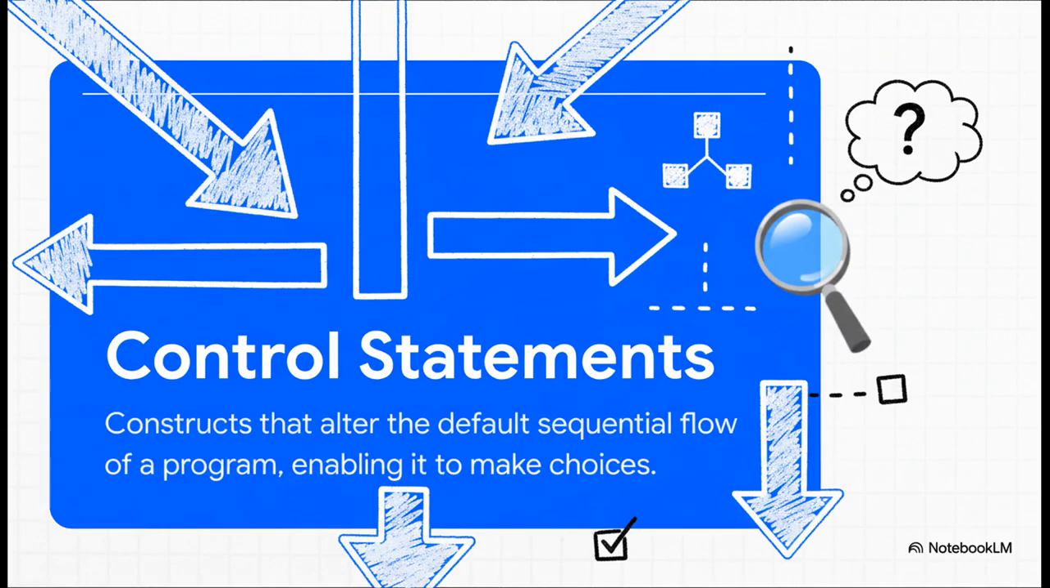Well, the answer is something called control statements. Think of these as the special commands in our programming toolkit that let us break that straight line. They give our program the power to look at a condition and say, okay, based on this, I'm going to jump over here, or I'm going to skip these next few steps. They let it make choices.